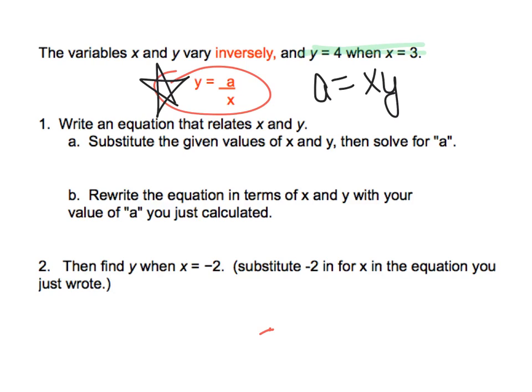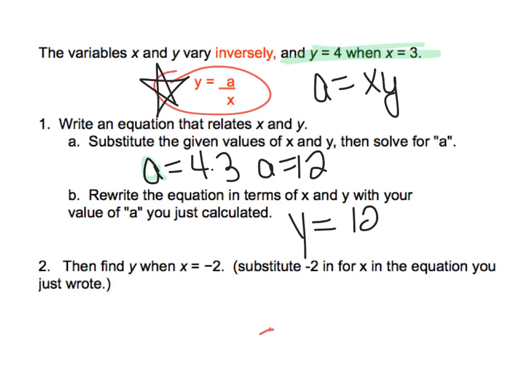when y equals 4 and x equals 3, well, different color here. A is going to be x times y, which is 4 times 3. So our value of a is 12. So our equation written in terms of y and x is y equals 12 divided by x.